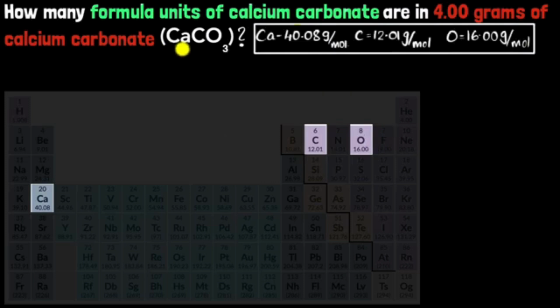So what will be the molar mass of calcium carbonate? What will be the mass of 1 mole of calcium carbonate? Well, 1 mole of calcium carbonate will have 1 mole of calcium, 1 mole of carbon, and 3 moles of oxygen. So it'll be a great idea to pause the video and see if you can use these numbers to calculate first the molar mass of calcium carbonate.